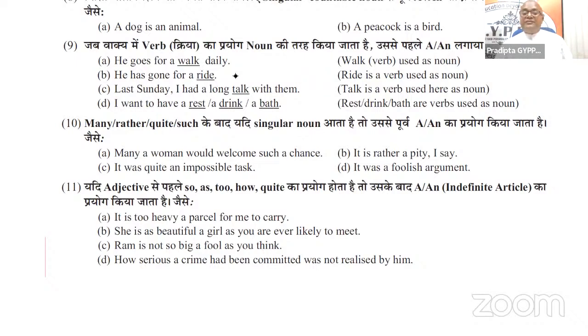This is not that big a house that I expected. Not that big a house which I expected. Can you think more? I'm just giving you an idea. He's not that intelligent a boy, that intelligent a student that I thought. Clear? So these are 11 rules that we learned about the use of a or an.